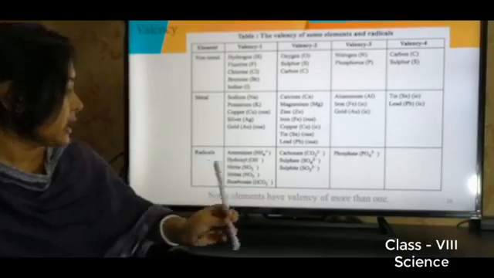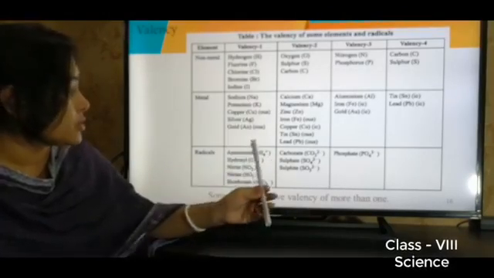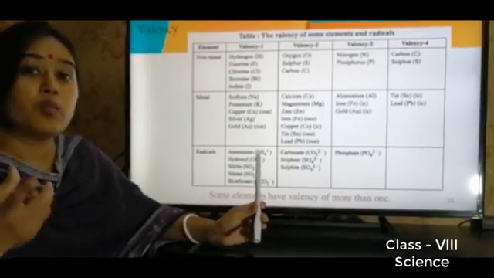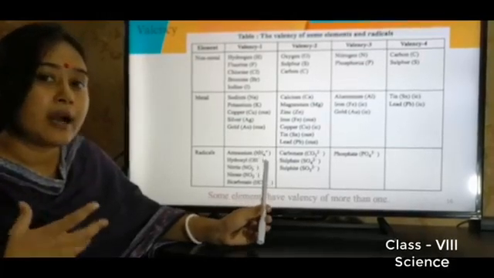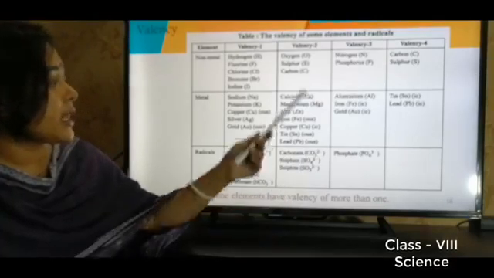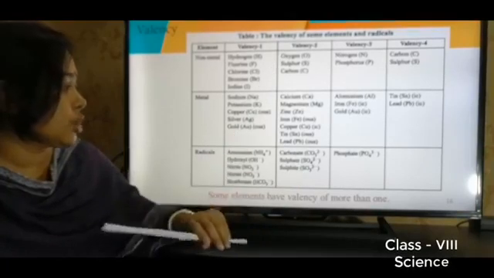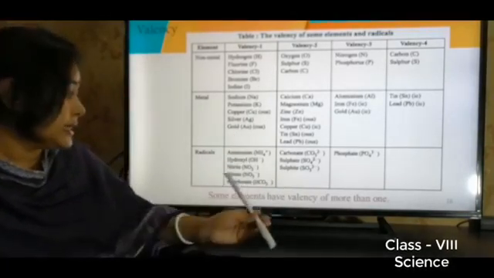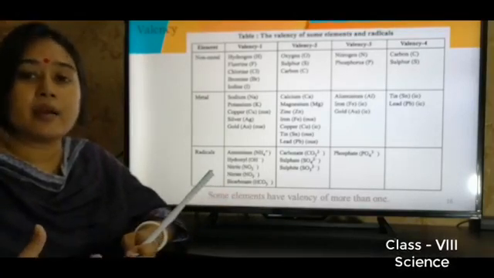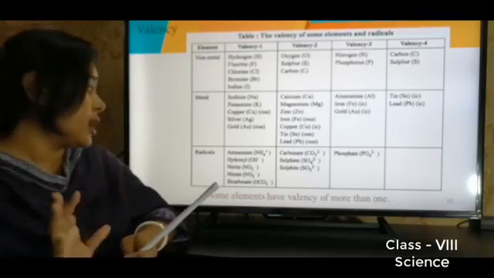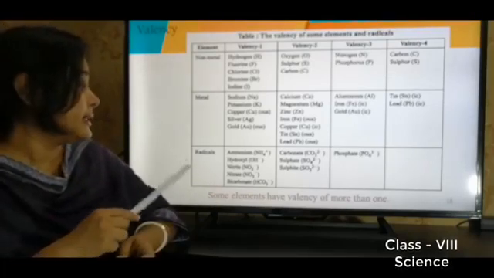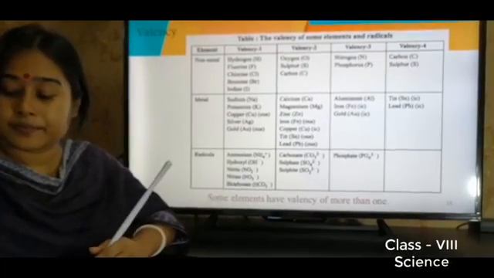In the previous chart you can see ammonium has a valency of 1. So this radical will act as one atom when it is taking part in the formation of a compound. And carbonate has the valency 2. Sulfate has valency 2 also. Phosphate has valency 3. So these groups of atoms do not stay in the environment naturally and independently, and they act as one atom in the formation of a compound. These groups of atoms are called radicals.